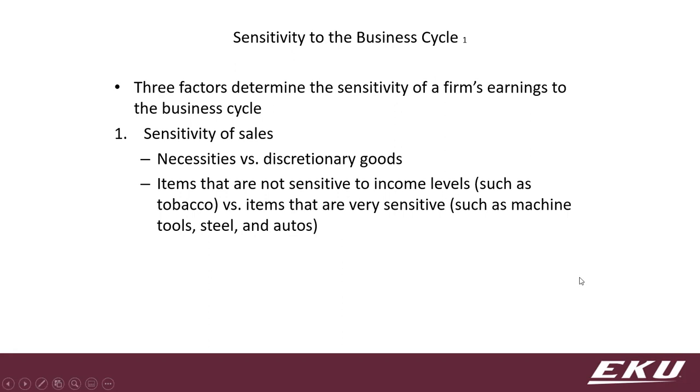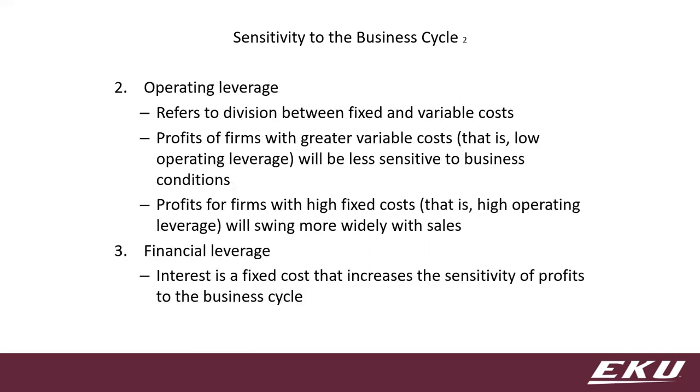Okay, so as far as the sensitivity to the business cycle, there are 3 things to it. One is, how does it change your sales? Another is how that impacts based on your operating leverage. And then the last thing is our financial leverage. So as far as sensitivity to sales, people are always buying food, but they're not always buying steak, right? And so some items are very sensitive, and some are not at all sensitive. And so that's the first thing we need to look at.